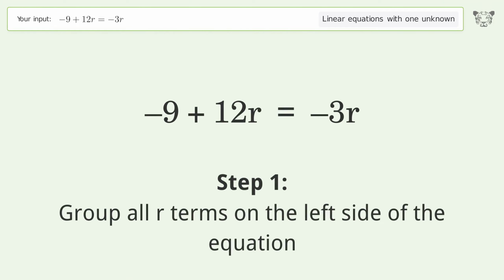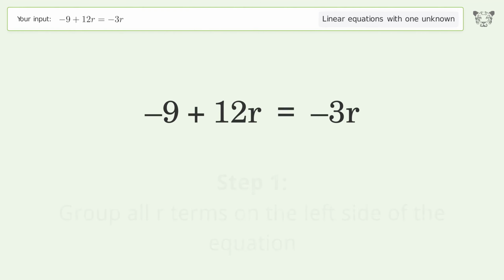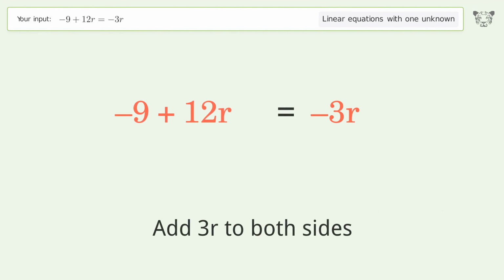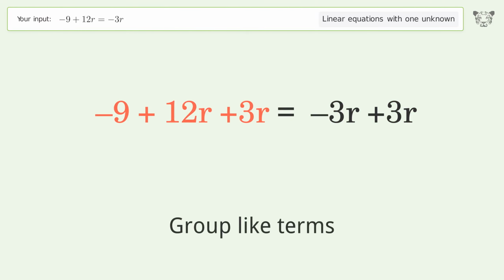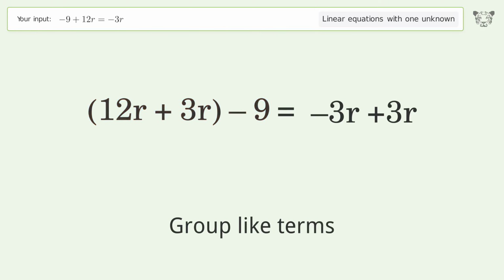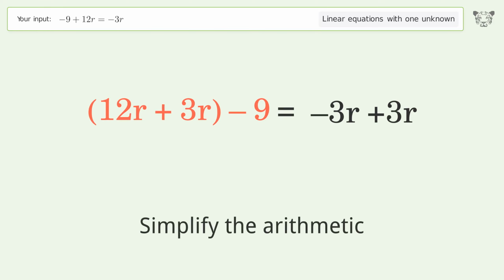Group all r terms on the left side of the equation. Add 3r to both sides. Group like terms. Simplify the arithmetic.